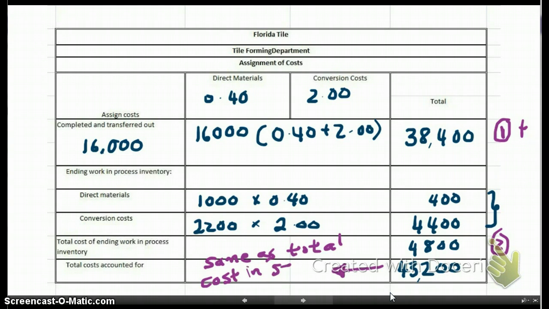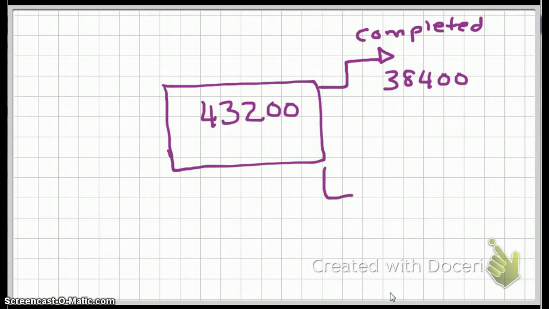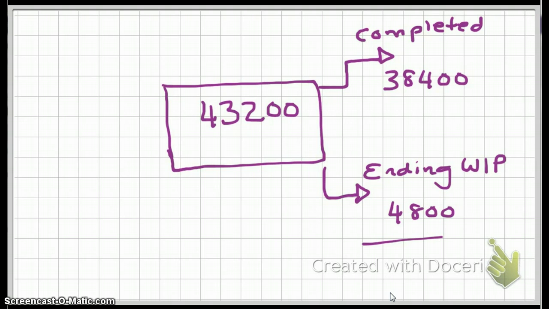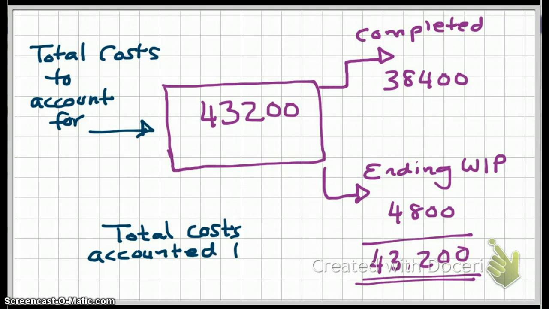If you did this problem correctly, this would be the same as the total cost that we calculated in step 3. We had $43,200 going in, and they came out as $38,400 completed units. That's the cost of the completed units. And our ending work in process, we valued it at $4,800, accounting for the whole $43,200 that we put into the process. So your total cost to account for, which we calculated in step 3, is equal to your total cost accounted for, which we calculated in step 5.